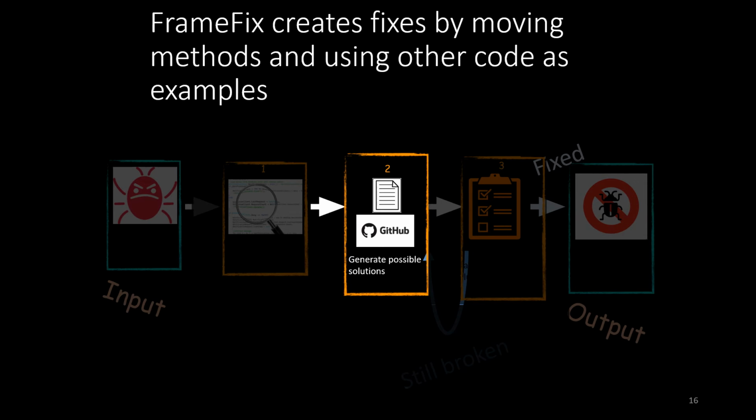And then to generate possible solutions, FrameFix uses two techniques. One, moving methods to other locations, and two, using code on GitHub as examples to generate a new section of code.